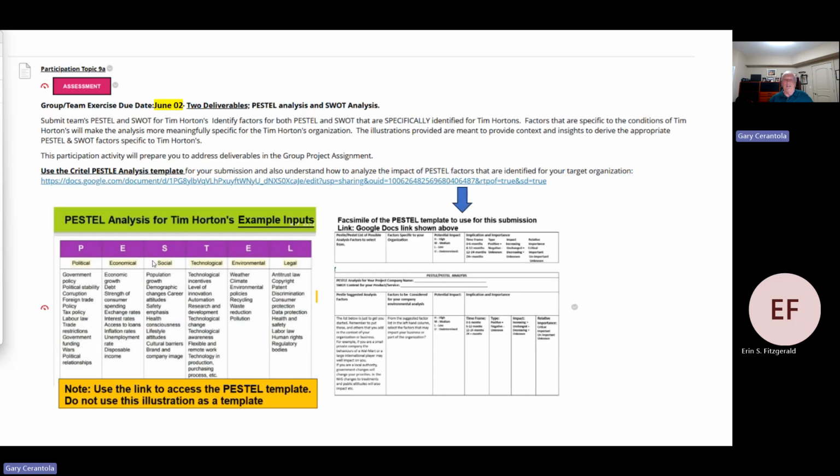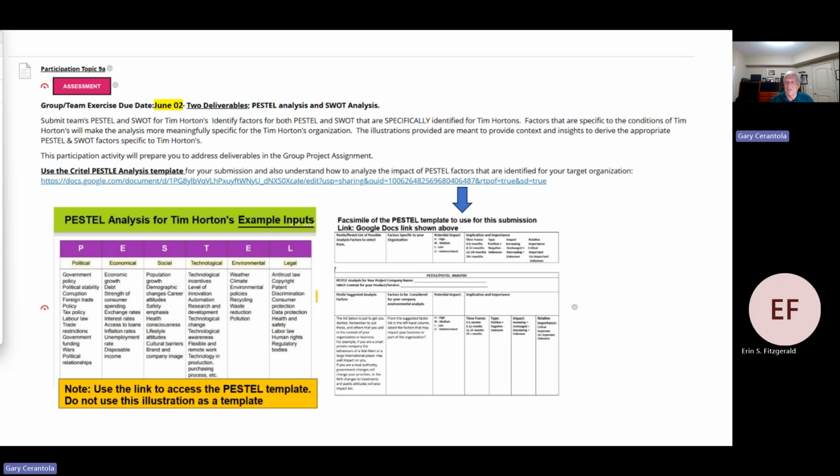So participation activities. So 9A is due June the 2nd. There's 2 deliverables here. One is that you have to do a PESTEL analysis for Tim Hortons, and you have to do a SWOT analysis for Tim Hortons. And I'm going to show you how this all comes together and why this comes together. And when you do that analysis, the whole thing is that I want you to do critical thinking. And what that means is that you don't put general things in those as factors. You make them specific to Tim Hortons.